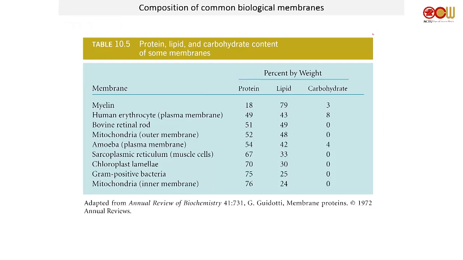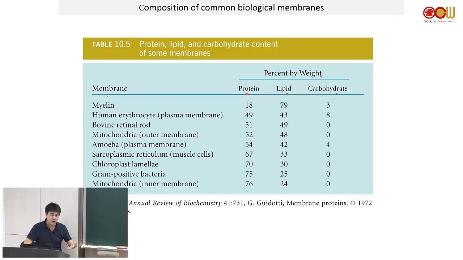So if we look at the composition of common biological membranes, these are the different kinds of membranes. On the left, you have myelin, erythrocytes, and so on. And then you have percent by weight: proteins, lipids, carbohydrates. Immediately, carbohydrates, you don't see that much. Why? Carbohydrates you don't find inside the membrane. You only find them outside of the membrane, either on the top or on the bottom of the membrane.